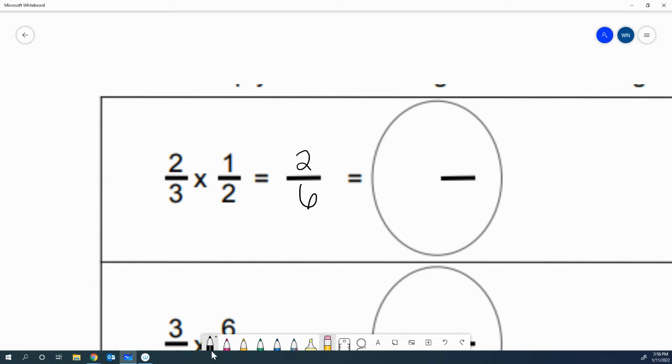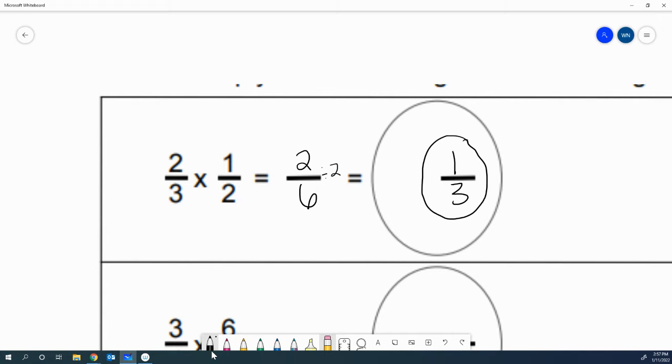I know that I can divide 2/6 by 2 because I can divide both the 2 and the 6 by 2. And remember, if you do it to the numerator, you have to do it to the denominator. 2 divided by 2 is 1. 6 divided by 2 is 3. Our answer is 1/3.